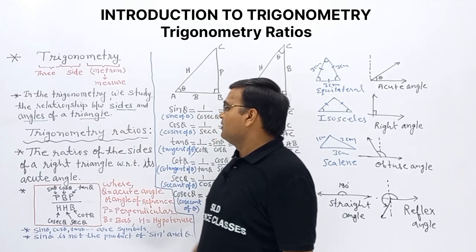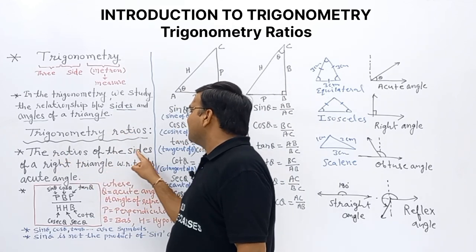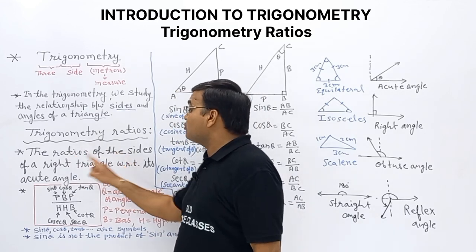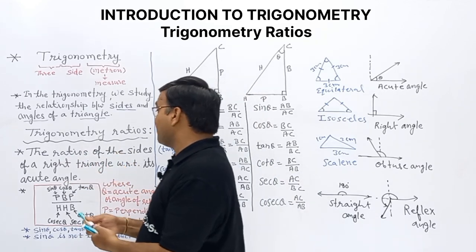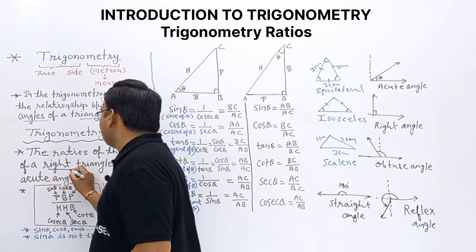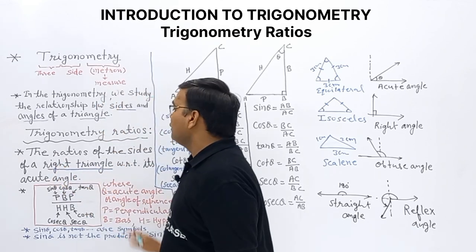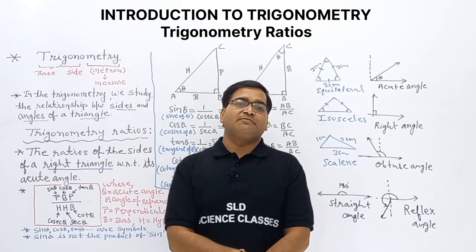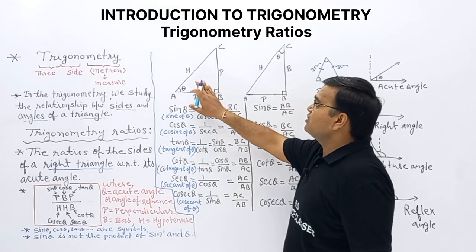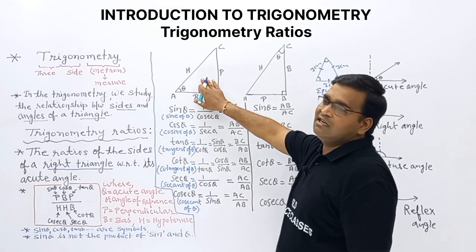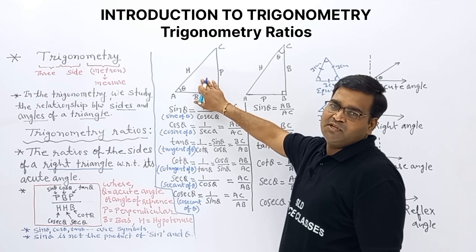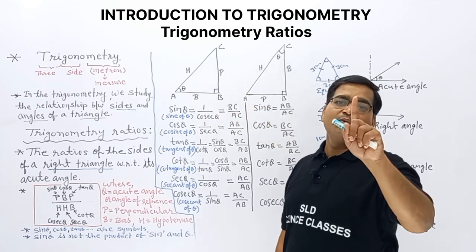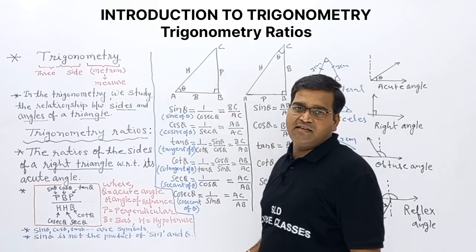And why are we discussing different types of angles in trigonometry? We are having the ratios of the sides of a right triangle with respect to its acute angle. Observe carefully. This is a right-angled triangle, in which we have one angle of 90 degrees.